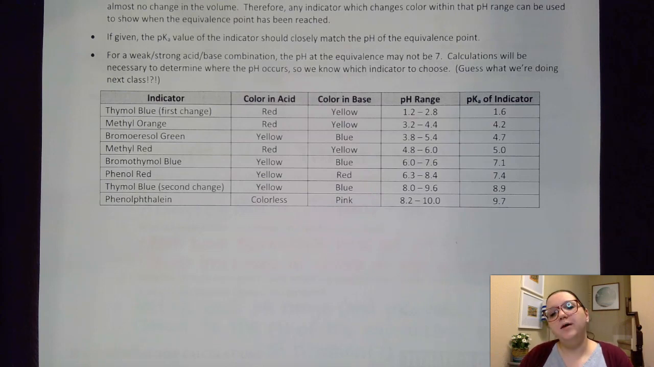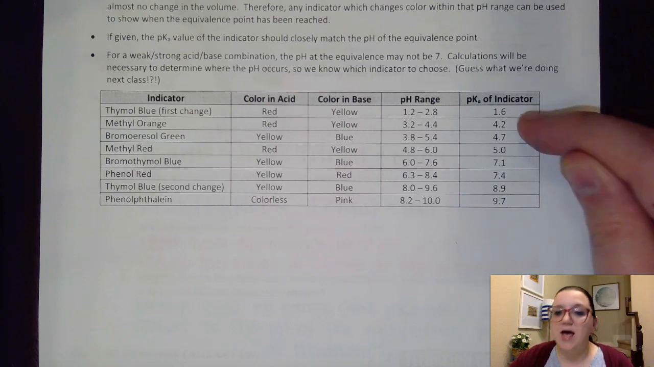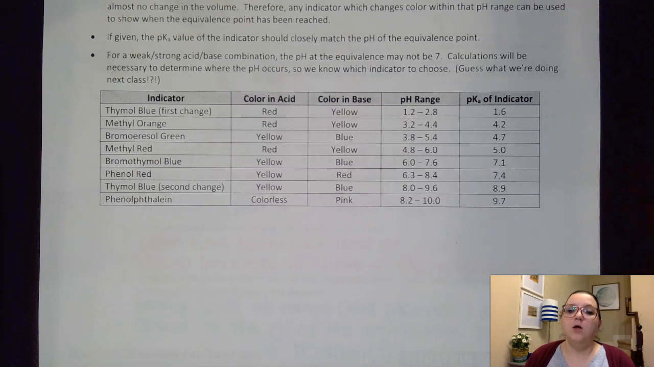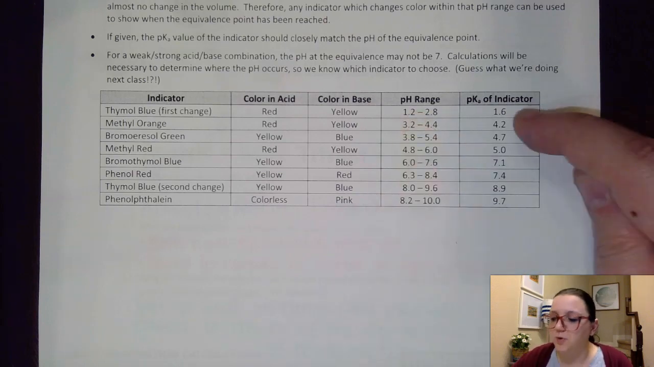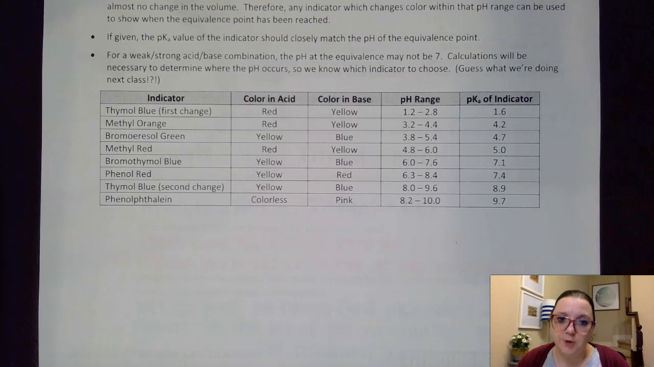Okay. One of the other things that they typically give us on these indicator questions is what is called the pKa of the indicator. Now, technically, this is the exact pH level where the indicator will change color. Okay, but it'll do so really anywhere in these ranges. This is just the perfect point for that indicator.